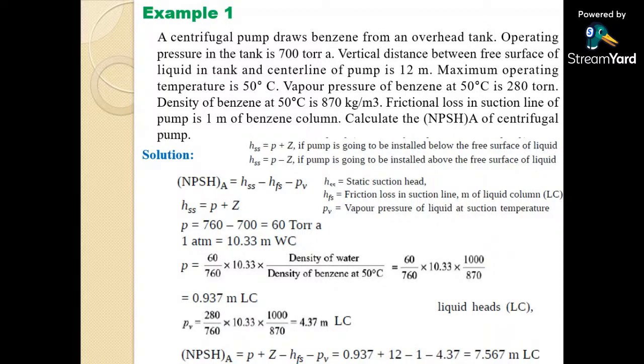And here we can observe the head is expressed in terms of meter of liquid column, whereas pressure is being expressed in terms of torr. So there are two alternatives available in our hand. Either you can convert the torr into meter of liquid column, or this meter of liquid column can be converted into torr. There should be consistency because this P is quite analogous to Z.